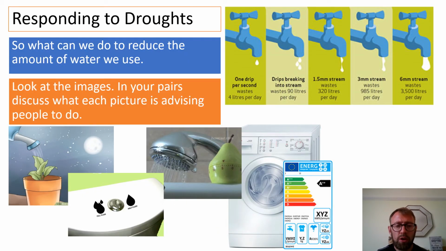So look at the images on the slide here. Can you think about some of the ways that we can also try and reduce the amount of water we use? So watering plants at night, so reduce the evaporation. Toilet flushes, having a smaller flush for certain uses of the toilet. Having energy efficient washing machines or dishwashers, obviously going to reduce the amount of water.